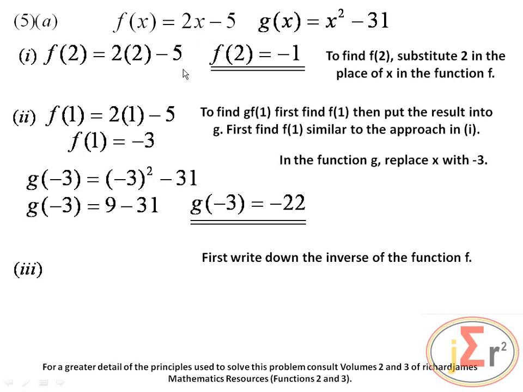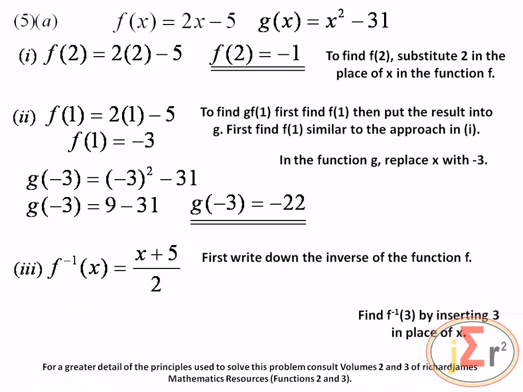First, we multiply by 2, then subtract 5. So in the reverse process, we are going to add 5 and then divide by 2. We reverse the operations and we reverse the order in which we perform them. So we multiply by 2 and subtract 5, so we are going to add 5, then divide by 2. So f inverse of x is (x plus 5) divided by 2.